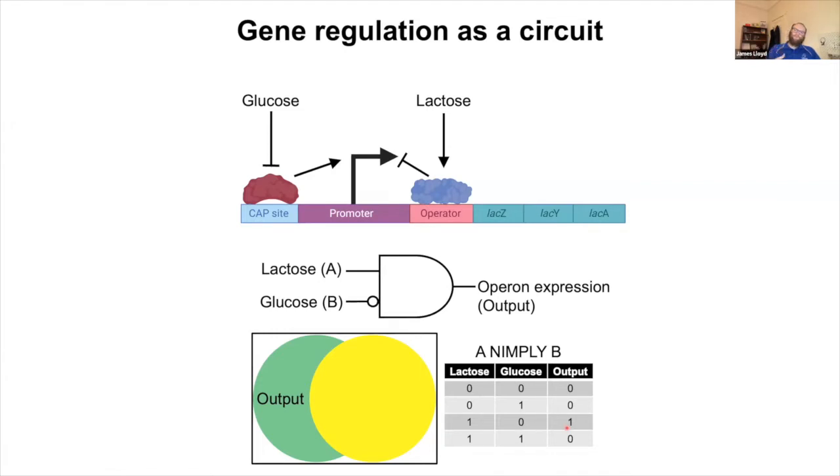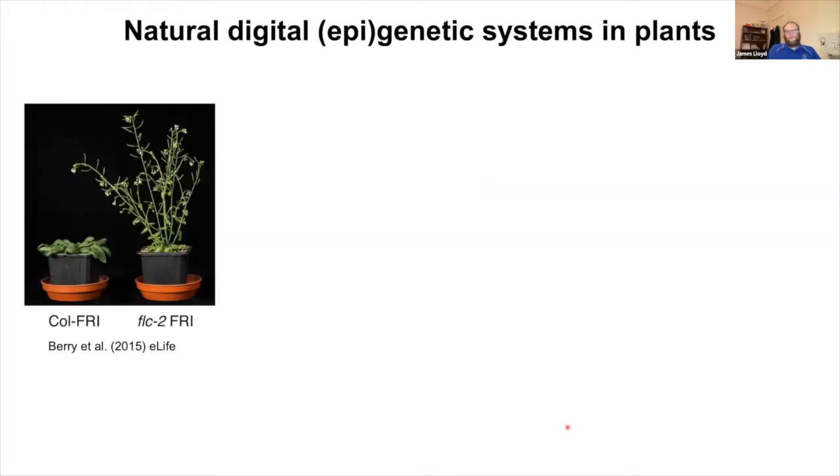Well, in plants, we do have binary systems. The control of the floral developmental gene FLC is controlled through an epigenetic digital switch. In this case, you have a wild type plant where it's expressing FLC and it flowers on a normal timescale. And then if you have the FLC mutant, it will flower early.